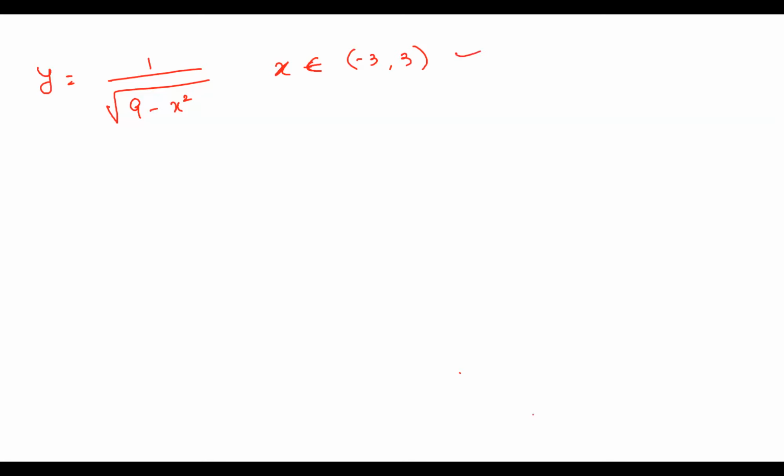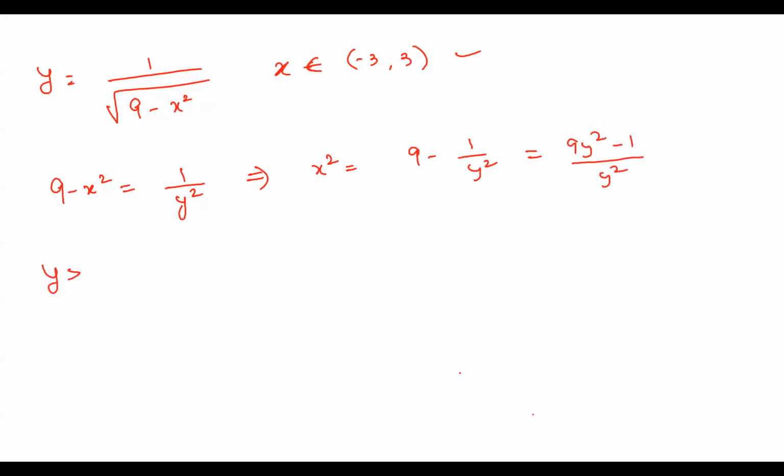Did you guys understand? Then what about the range? 9 minus x square is equal to 1 by y square, which implies x square is equal to 9 minus 1 by y square, which is (9y square minus 1) divided by y square. First of all, y will come out to be strictly greater than 0. Okay, that is equation number 1. By looking at the question itself, you can say y is greater than 0.